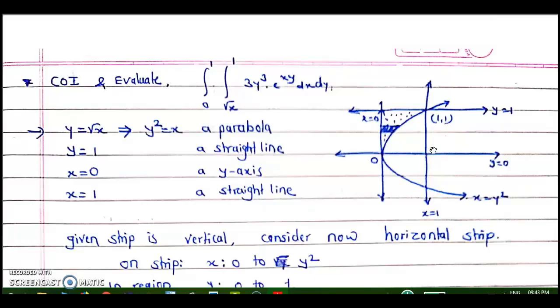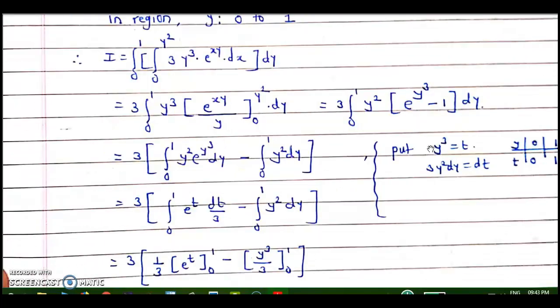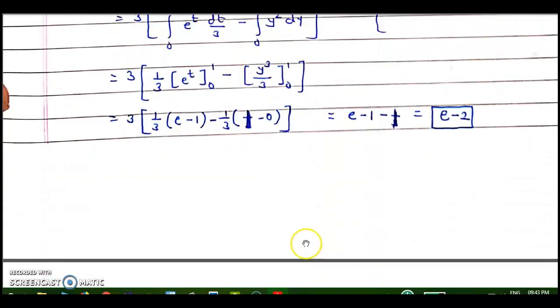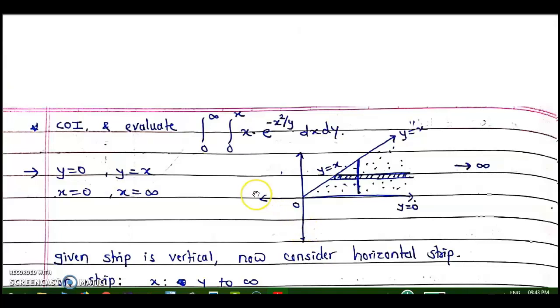This way, the given order of integration was y and then x, and we change the order of integration. We first solve for x and then y and then evaluate it. Okay. We have a similar type of important example.